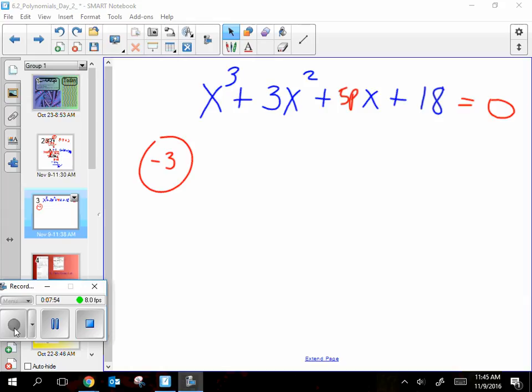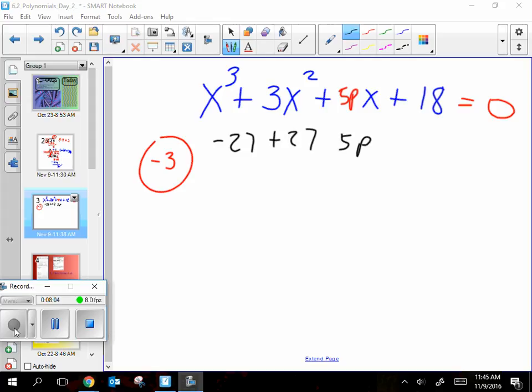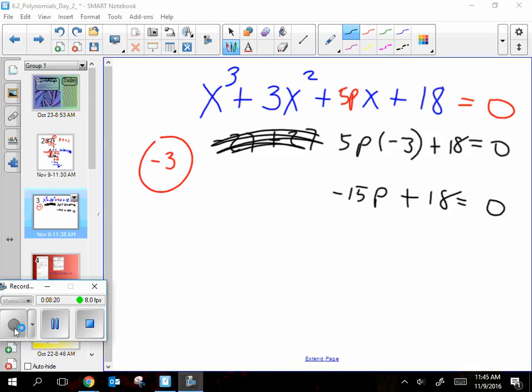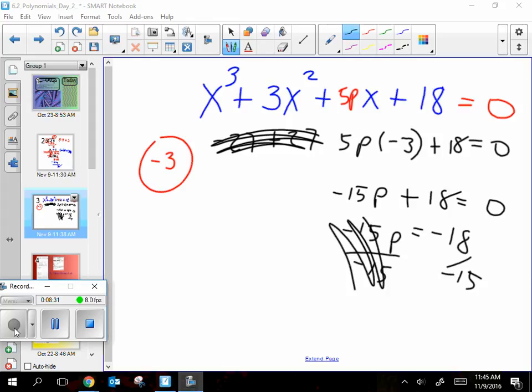AG, what do you think? Did you get -27 and then +27 and then 5p times -3 and then +18 equals 0? Same thing as me? Okay. So then these cancel off. Let's get them out of there. And then what? -15p plus 18. And then what? And then what? And you get positive.